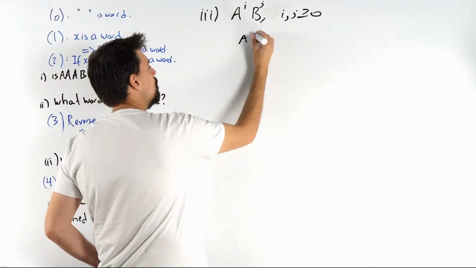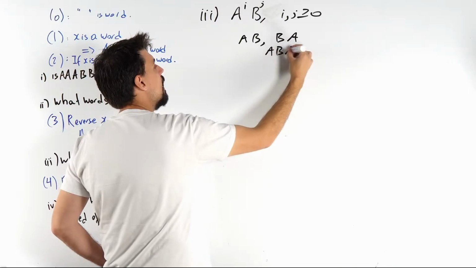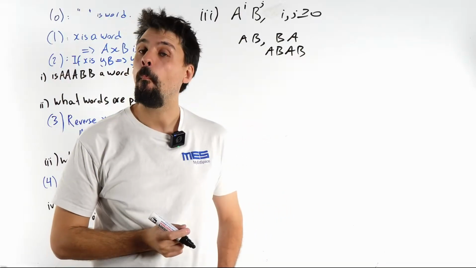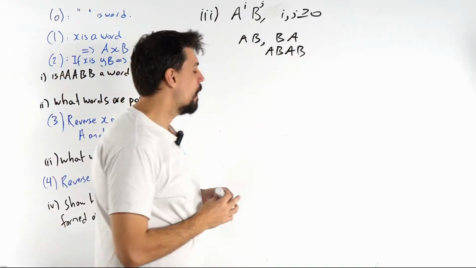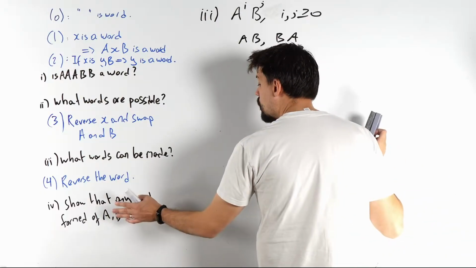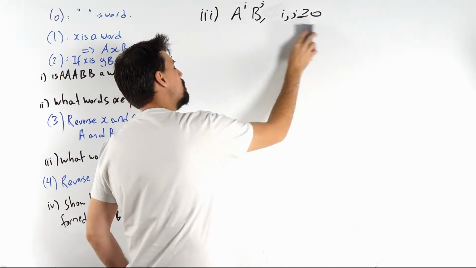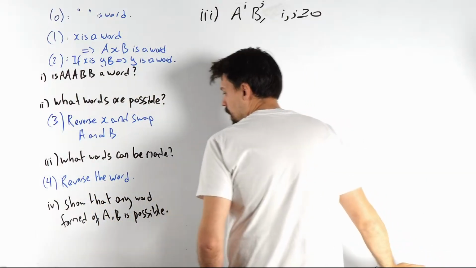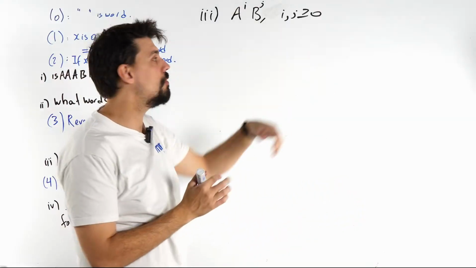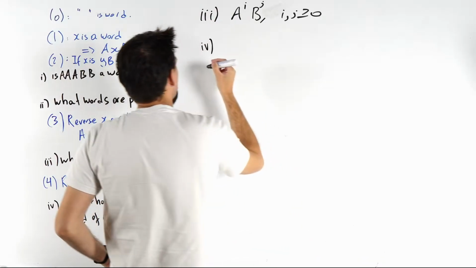So let's say I had the word AB. I could get the word BA, and then I could sandwich that between an AB. So I can now start getting AB, BA, AB. So, what kind of words can we make? Show that any word made up of A's and B's is possible. Because this is a sort of sequential building of words, I'm going to attempt it by induction.